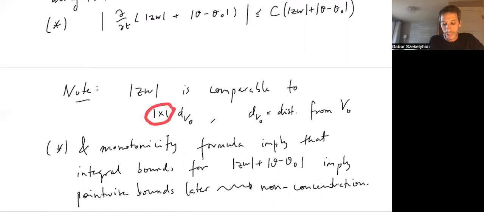So modulo this extra factor of X, the point is that this quantity is essentially measuring the distance from our plane V0. Now, because we have this very nice differential inequality, the monotonicity formula implies that an integral bound for this quantity will imply pointwise bounds at a later time. And this is exactly a kind of non-concentration result, because it says that this quantity cannot mainly be concentrated in a small region. So if it's very concentrated in a small region at some time, then the integral norm of this will be relatively small, and then at a later time the pointwise norm will be small. So the concentration in a small region will dissipate very quickly.